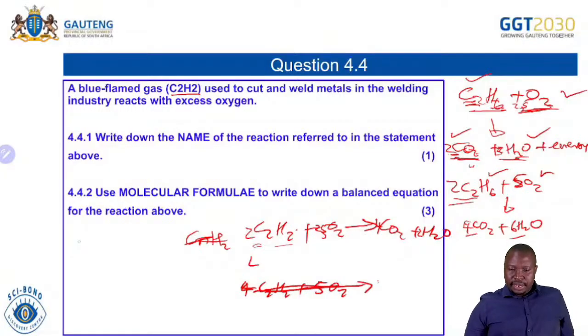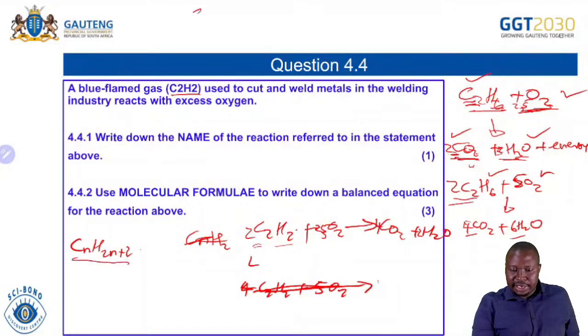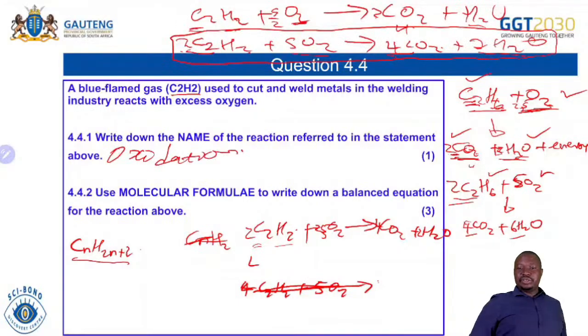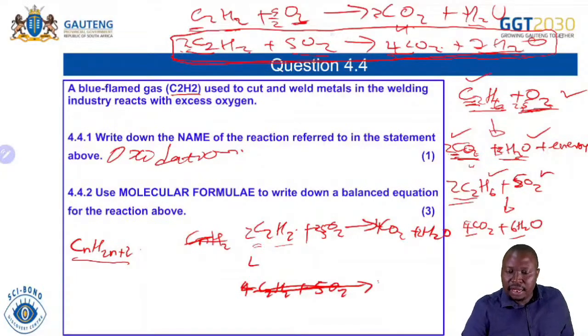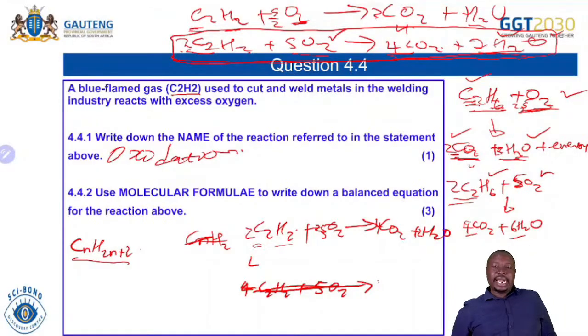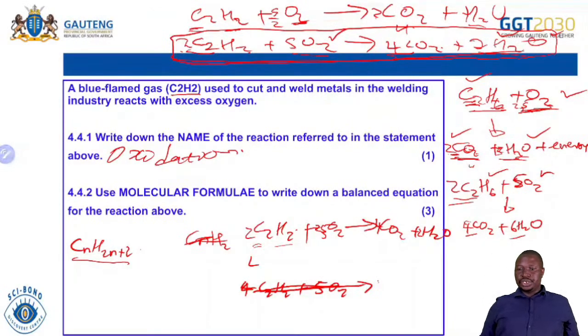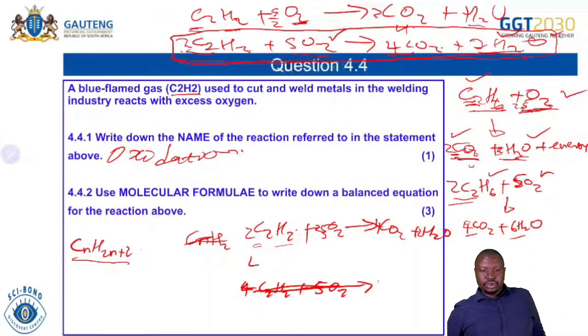And then as we move, write down the name of the reaction. We said it's oxidation. So we accept combustion reaction. Write down the molecular formula to write down a balanced equation is what we have done there. You said that structure, then you get 3 marks. But the most important thing, we're saying 1 mark for the reactants, 1 mark for the product, and 1 mark for balancing the reactions.